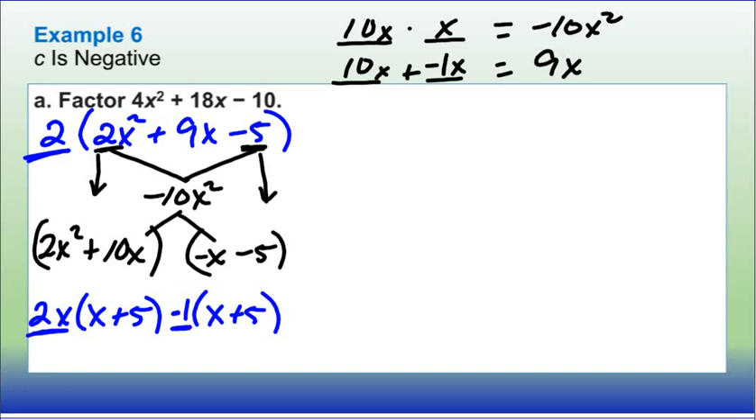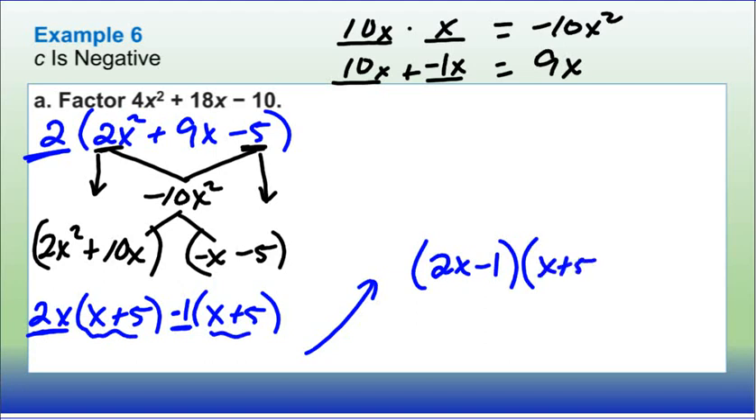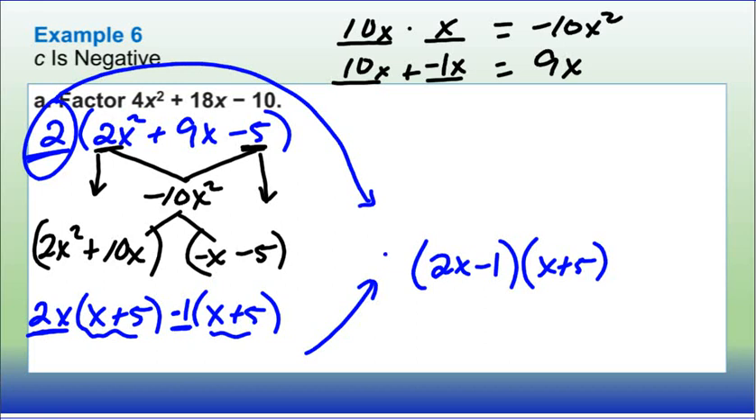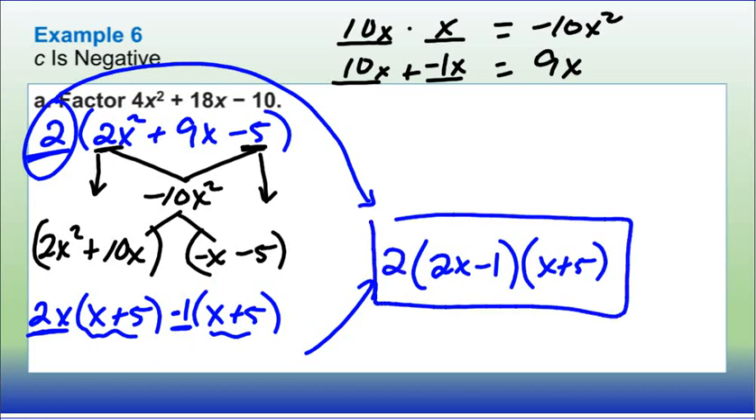Here's part of my answer. So I have 2x minus 1 times my other binomial, which is x plus 5. But remember, I have this greatest common factor that I need to put in here. So my answer in simplified form would be 2 times 2x minus 1 times x plus 5.